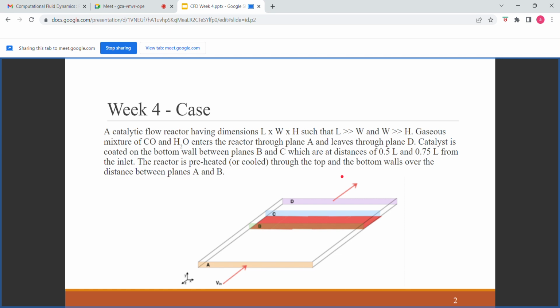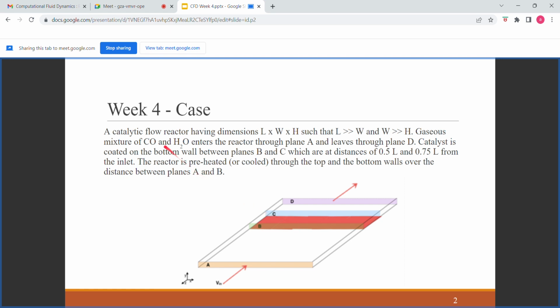Initially it is given that this is a catalytic flow reactor. This week's content from the CFD course is about chemical reactions, mass transfer, and heat transfer. Previously, we saw flow through a triangular duct, rectangular duct, and so on. In the next step, we move toward heat transfer and mass transfer problems, and we are also seeing how chemical reaction problems can be solved through CFD.